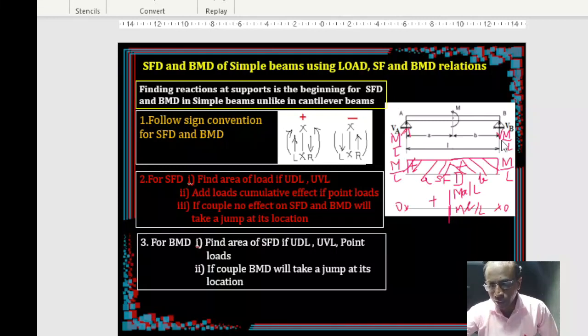But what is the direction? Direction is going this way. That means this kind of direction. So this kind of direction is to be taken negative. Therefore, you should draw on the downside with an ordinate of Mb by L.